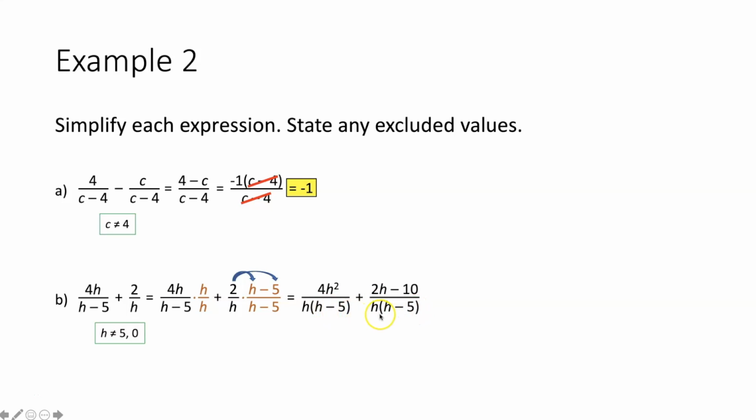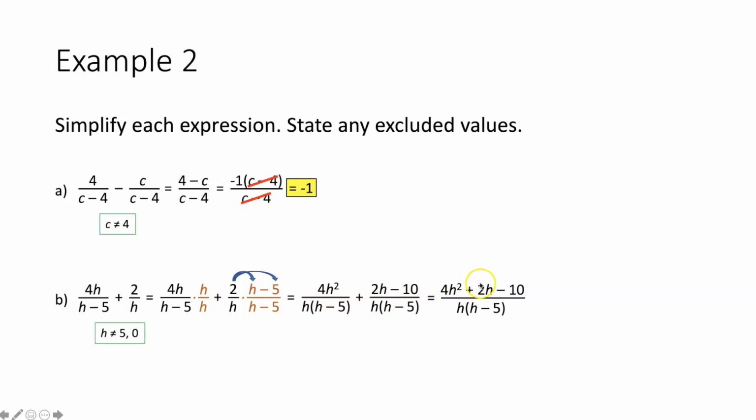Now, because we have a common denominator here, we can move on to step 4 where we add our numerators together and put it all over our common denominator. So we're going to add 4h squared plus 2h minus 10, put that in our numerator, and put that all over our common denominator. Now, is there a way we can factor our numerator?